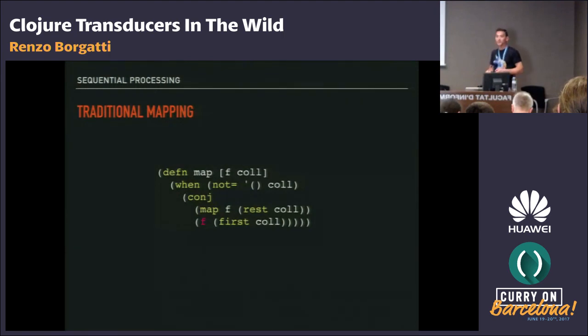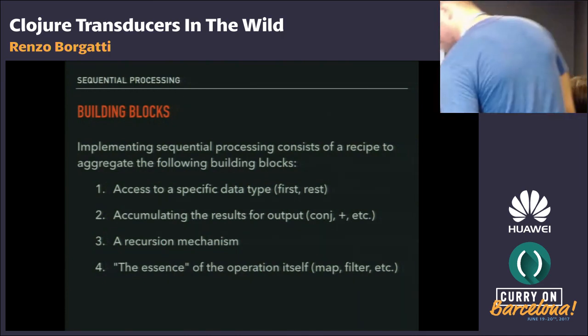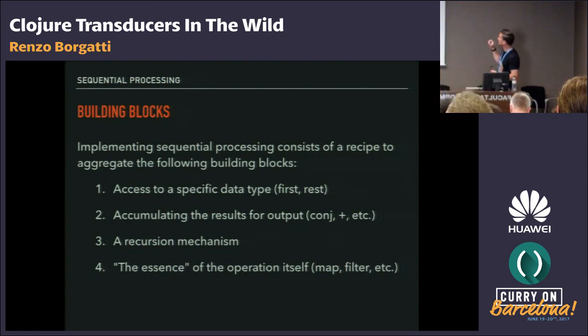So let's go through an exercise now, to try to find these four aspects in sequential processing. We'll go through map and filter, which are easy functions to define and to see, and we're trying to see where those aspects are and if we can extract them apart and build something different with them.